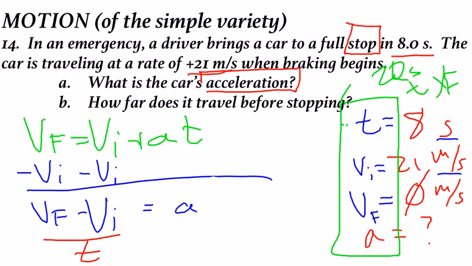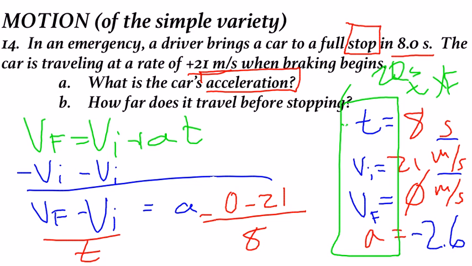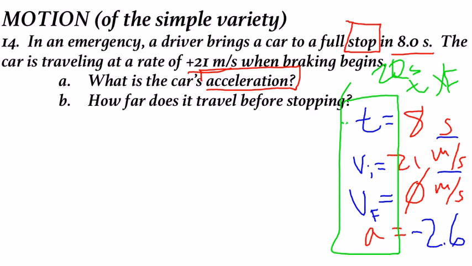Okay, so now we're gonna plug it in. We have 0 minus 21 divided by 8. Okay? 0, remember the v final was 0. So you are going to end up with a negative acceleration. And that negative acceleration is negative 2.6. Okay. Now we're cleaned up a little bit.